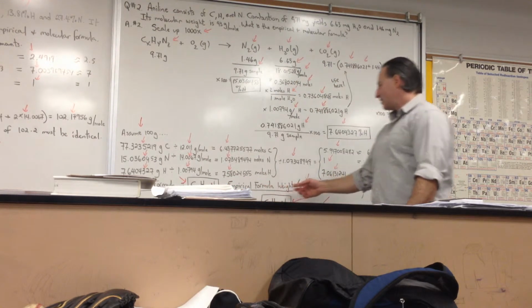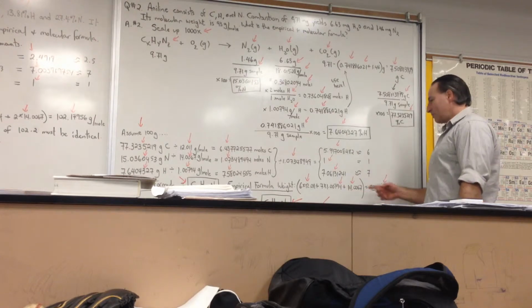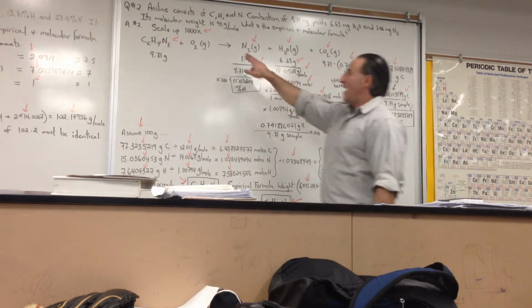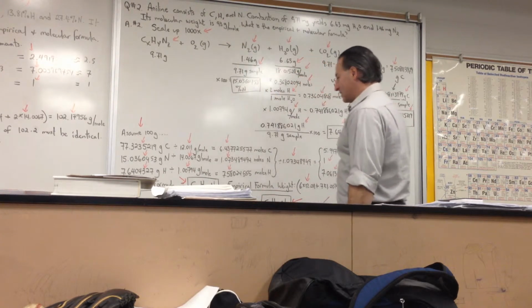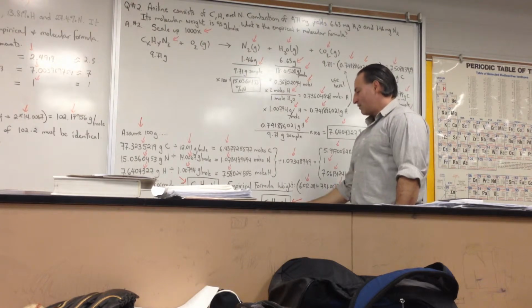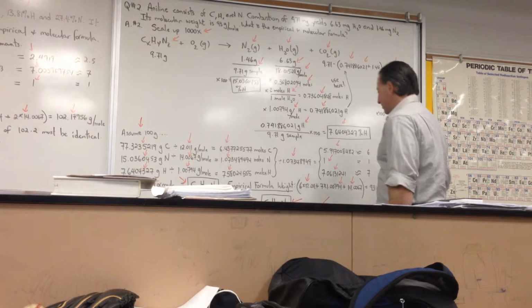We then calculate the empirical formula weight based on this formula, and we get 93.1. We were told that the actual molecular weight is 93, so that again tells us that the empirical formula is the same as the molecular formula, and therefore the molecular formula is also C6H7N.